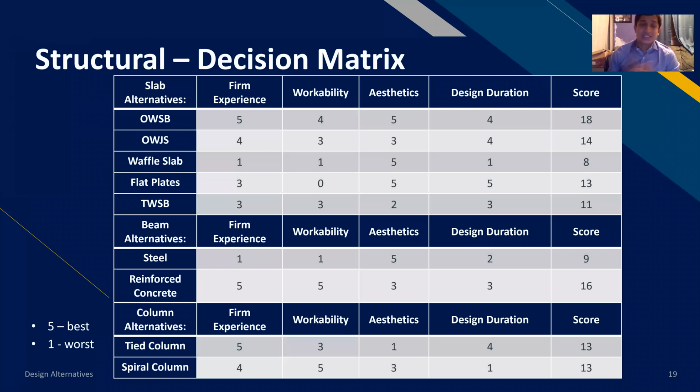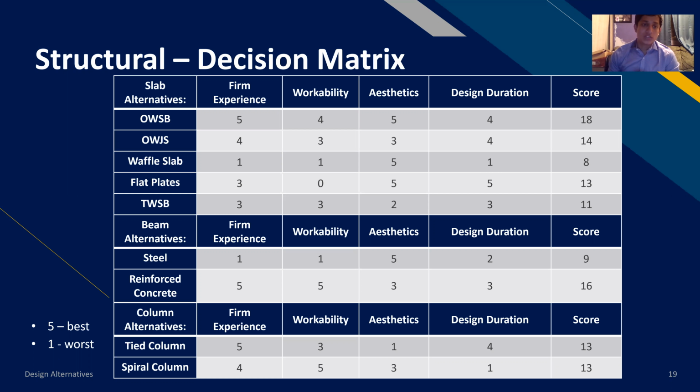For the slabs, we can see that the one-way slabs and the one-way joist slabs are the ones that have the highest scores based on firm experience that we have from previous projects that we have worked on, the workability of the project, such as how easy it is for the construction crew to go out there and build it, the aesthetics, and the design duration, in that how long it would take us to design the project. And the beams were graded the same way, and the columns the same way as well.